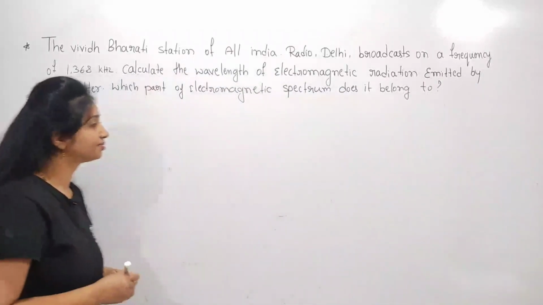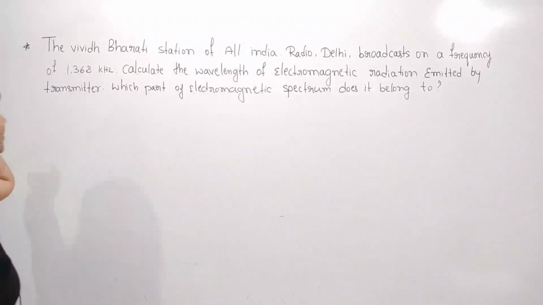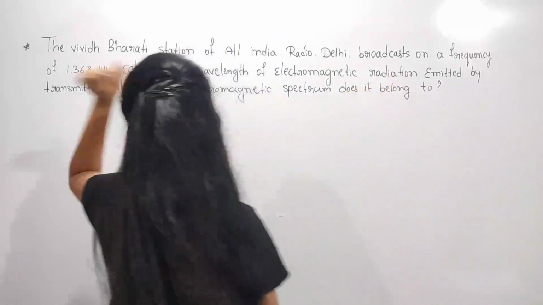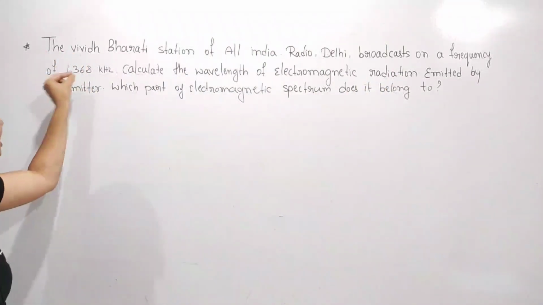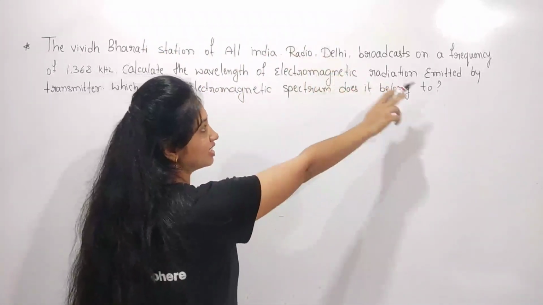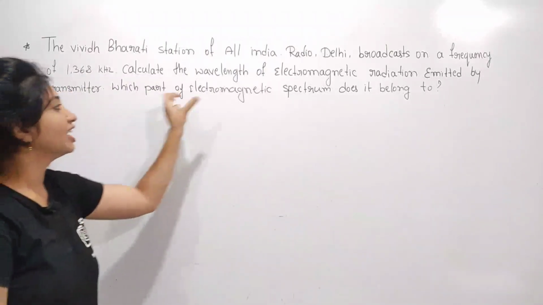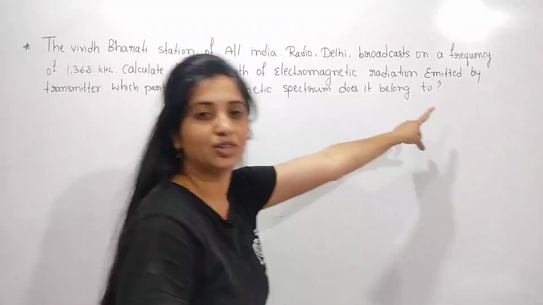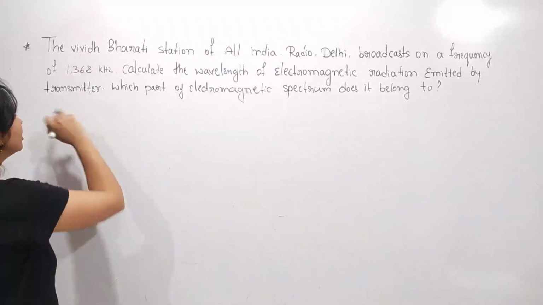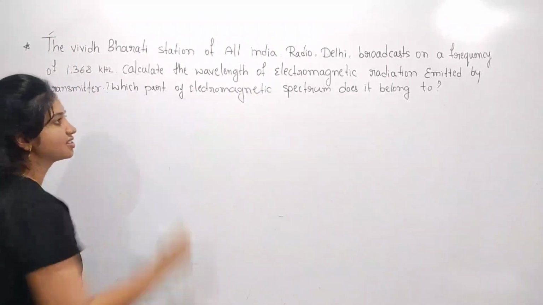So see here, the first numerical, or the first problem, is: the Vivid Bharati station of All India Radio Delhi broadcasts on a frequency of 1368 kHz. Calculate the wavelength of the electromagnetic radiation emitted by the transmitter. Which part of the electromagnetic spectrum does it belong to? So we have two questions here, our main question and a sub-part question also added to it.